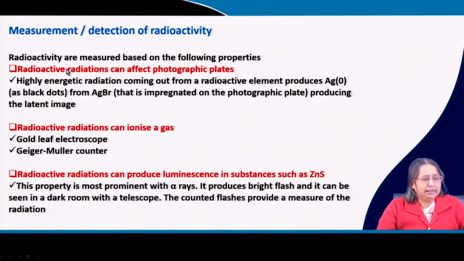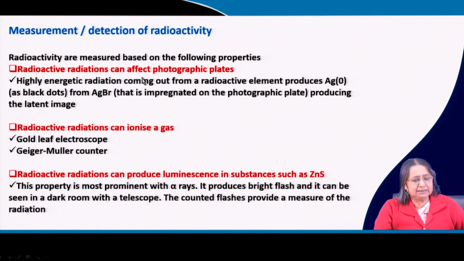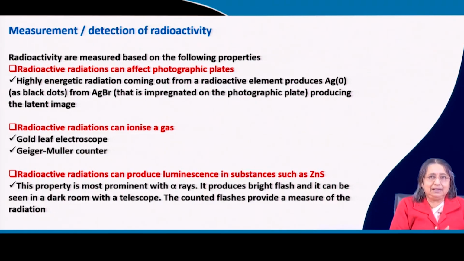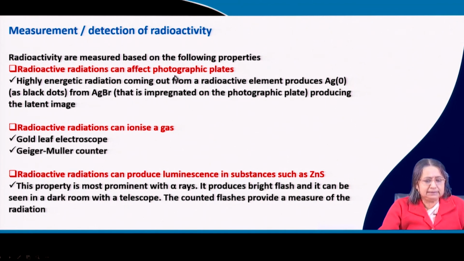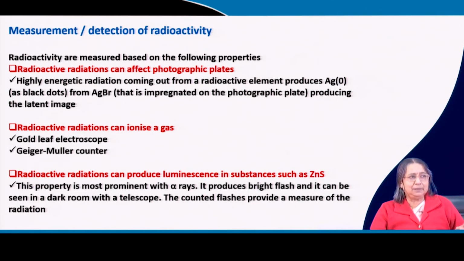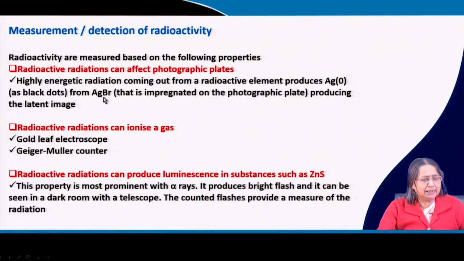One property is that radioactive radiations can affect photographic plates, that we have already seen in the discovery. The photographic plates were exposed by the radiations. In the same way, they speculated that there is something in the bottle, that is potassium uranyl sulphate, that is giving some radiations that are exposing the photographic plate. But why is it happening?